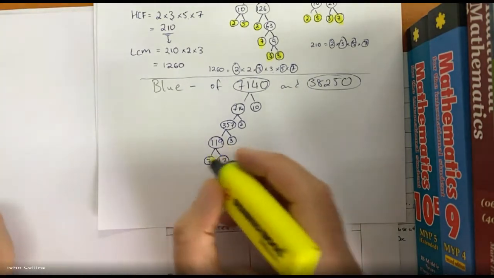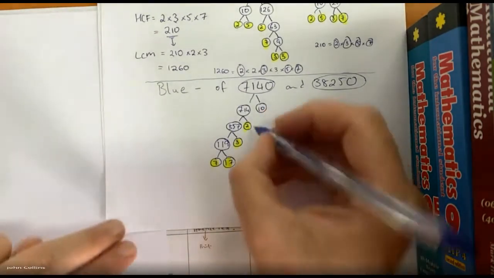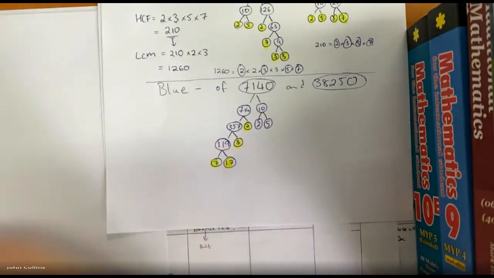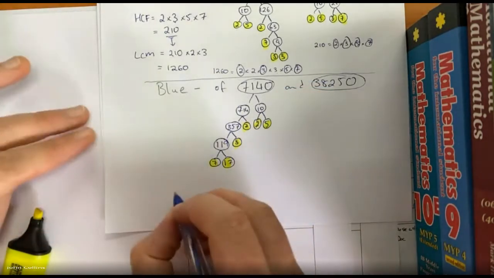7140 into primes. Oh, I haven't. No, I thought I was done. I haven't done 10 on the other side. Didn't do 10. 10 is 2 and 5. Okay, sweet. I got that for my first one.